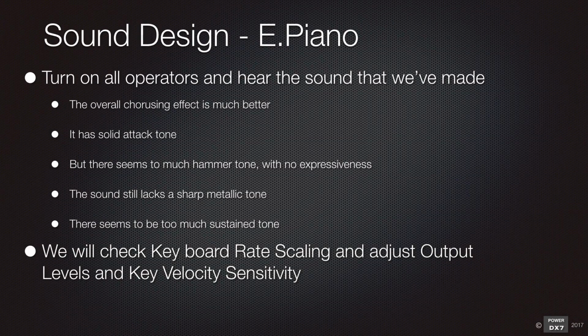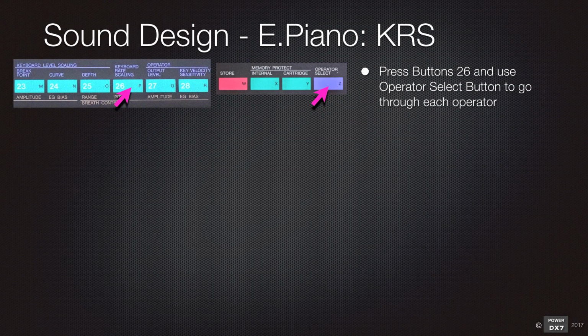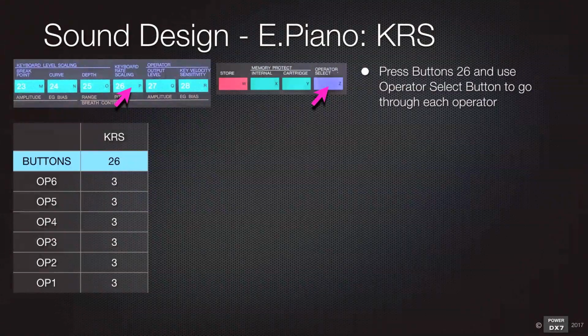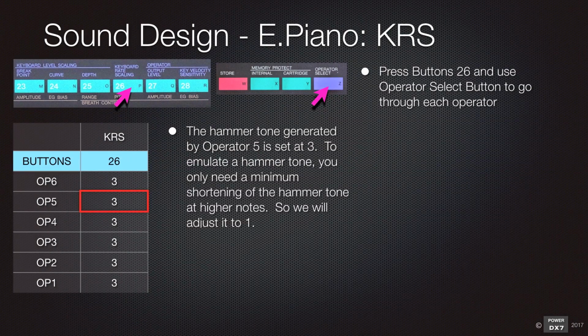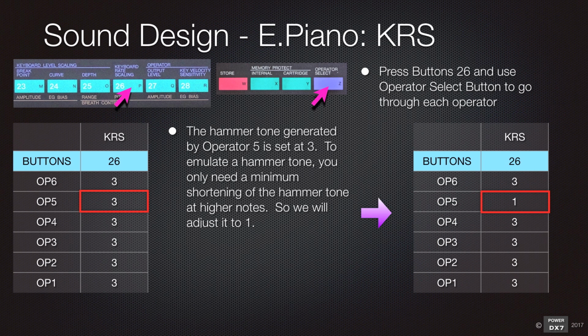What we will do next is to go through the rest of the priority parameters so that we can fine-tune the new E.Piano patch. Let's check keyboard rate scaling. Press 26 and use the operator select button to go through each operator. All operators are set at 3. But for a hammer tone from operator 5, you only need the minimum shortening of its envelope. So we will set it to 1.